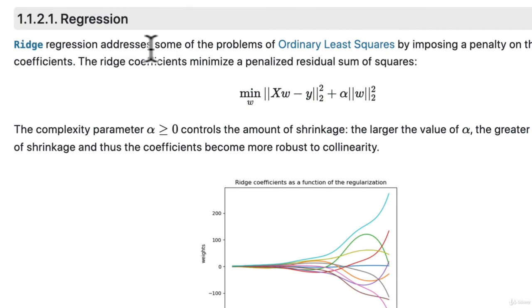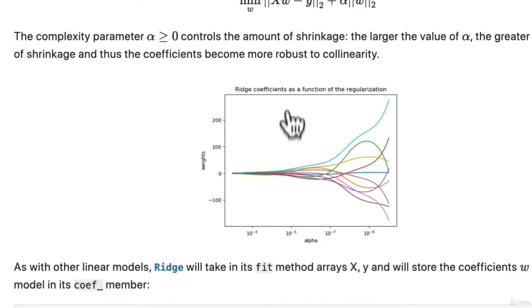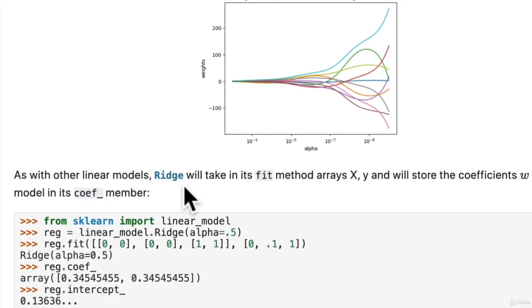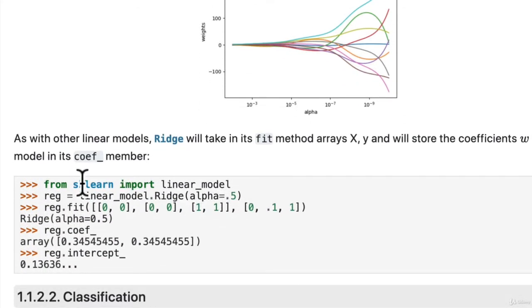Ridge regression addresses some of the problems of ordinary least squares. Then we got a whole bunch of math symbols, but really we just want to work out how we can use this machine learning model. Okay, so from Scikit-learn import linear model, Reg. Okay, so we can just import it like that.